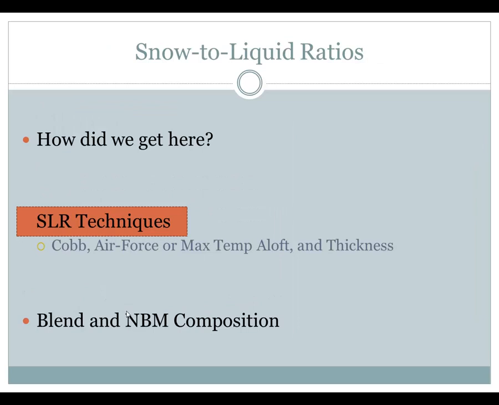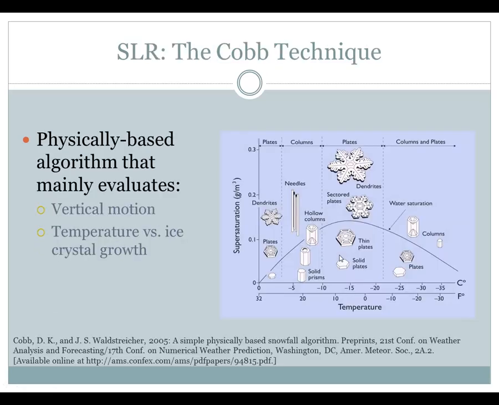So let's move through a few different snow to liquid ratio techniques that are currently employed by the consensus blends and the NBM. Right now, as of this training, there's only three. That is the Cobb technique. There's the Air Force or max temperature aloft technique. That can be referenced by either one of those names. And then also a thickness technique that uses the 700 to 850 millibar thickness. So let's jump into a few of those and just learn the background on some of those techniques.